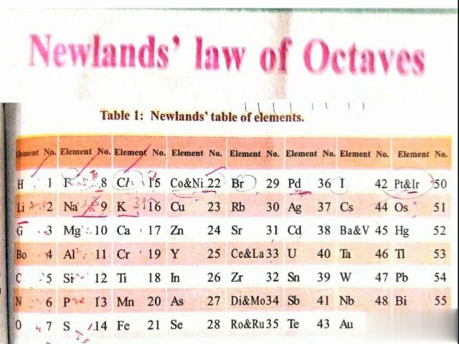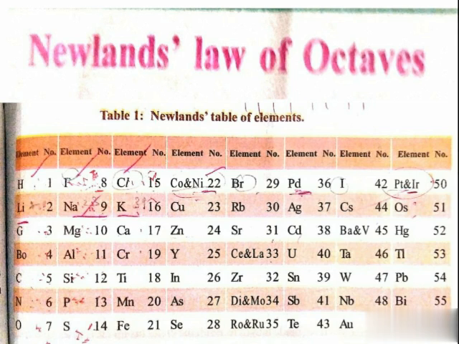Hydrogen is the first element. When we move down, the eighth element is fluorine. After fluorine, once you move down and count 1 2 3 4 5 6 7 8, from fluorine once again count from 1. The eighth element is chlorine. So if we start from hydrogen and move down, the eighth element is fluorine.